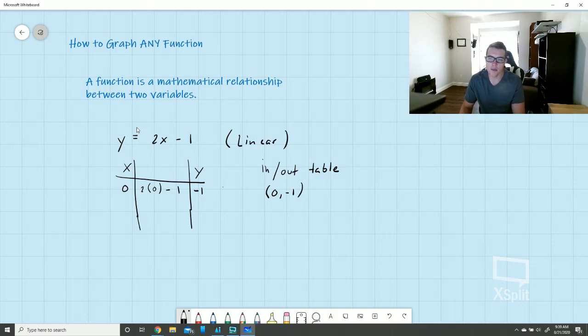Now, if you plug in an input and get 2 outputs, that's not a function, because a function is what we call one-to-one, meaning one input has to have only 1 output. You can't have multiple outputs, otherwise it's not a function. And you guys have hopefully seen some of those in the past.